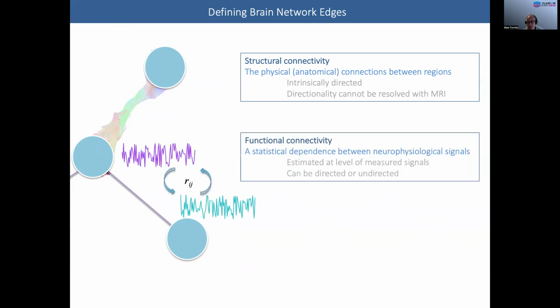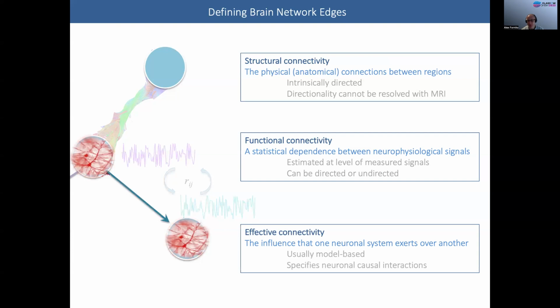Then there's functional connectivity, which is a statistical dependence between physiological signals that we record in different areas. It's critical to remember this is estimated at the level of measured signals, and it can be directed or undirected. Most commonly it's estimated with a correlation coefficient, which is undirected, but measures such as Granger causality applied to physiological signals are best thought of as measures of directed functional connectivity, and they can be distinguished from effective connectivity. Effective connectivity is the influence that one neuronal system exerts over another. So really we're trying to make inferences at the level of neuronal populations, not measured signals.